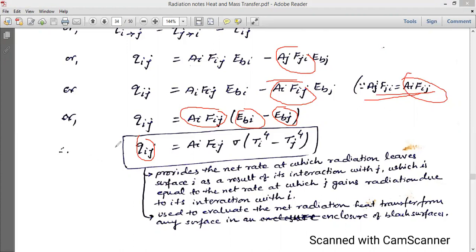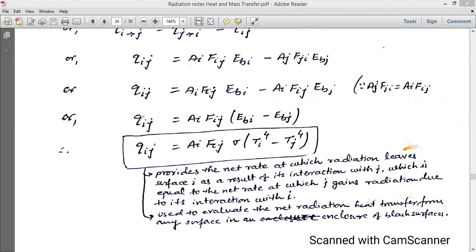So we got an expression, the resultant expression between the surfaces I and J. So what does it signify? It is used to evaluate the net radiation between the surfaces. That means that the surfaces should be black surfaces and form an enclosure.